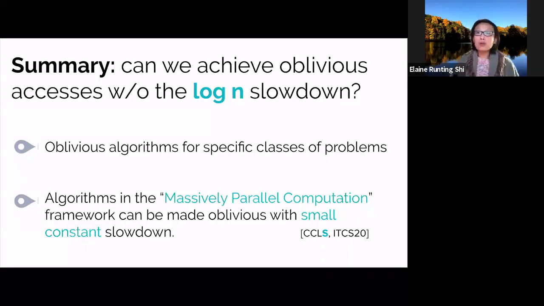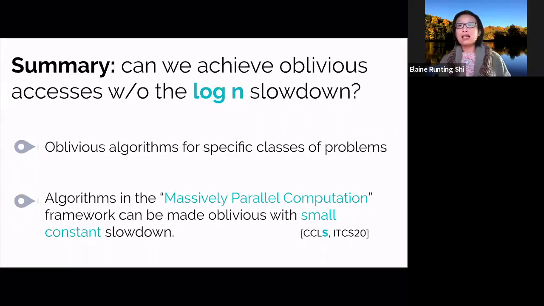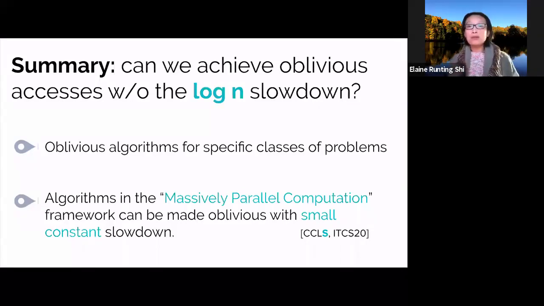Besides the heap, I also want to mention a related result that I'm excited about. In a paper called MPC for MPC, which appeared earlier in ITCS this year, we showed that any computation in the so-called massively parallel computation framework can be made oblivious with only small constant slowdown. So now what is massively parallel computation? It's a model that captures practical frameworks such as MapReduce, Hadoop, and Spark. And it would be very exciting to try to apply these techniques to real-world large-scale data mining problems.